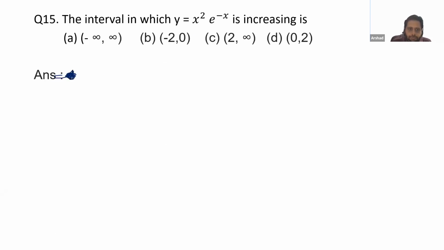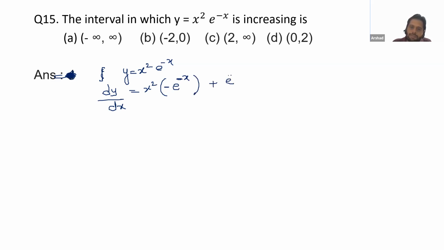So you just need to differentiate this. If you have y is equal to x square e to the power minus x, find dy by dx. Keep x square as it is and differentiate the other one, so you will get e to the power minus x into minus 1, plus e to the power minus x as it is, and differentiate x square, you will get 2x.